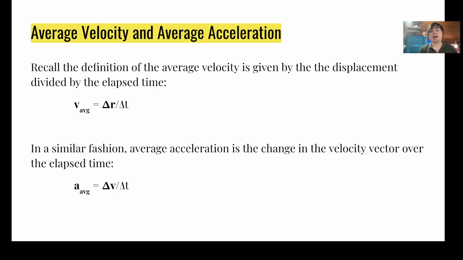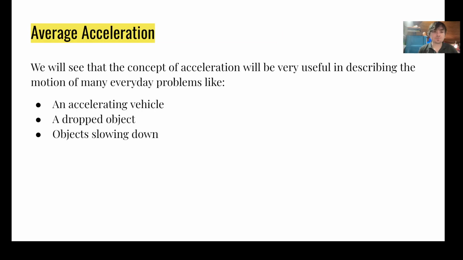So if the velocity is getting smaller, then we would know that our acceleration is negative, so it's slowing down. And if the velocity vector turns, then we know that it's changing direction. Or the most common acceleration that we know is something speeding up. But all three of those changes in the velocity vector are allowed.